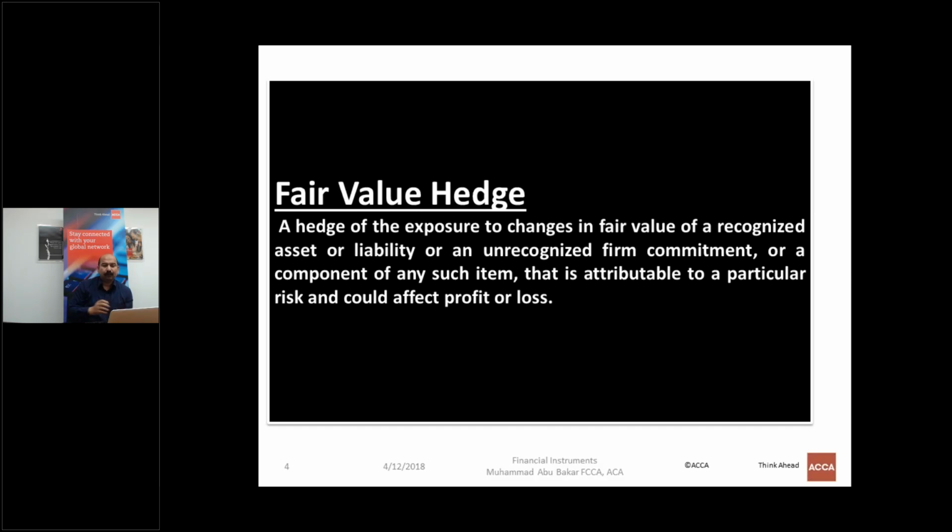When you require a fair value hedge, you can learn from this definition that the asset is already there on your balance sheet, the liability is already there on your balance sheet. You already have a commitment, something which is fixed. When you want to hedge something fixed, that is your fair value hedge.